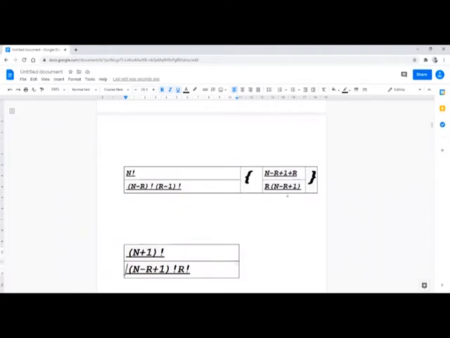And similarly, in the denominator, n minus r plus 1 is multiplied with n minus r factorial to give us n minus r plus 1 factorial. Similarly, r is multiplied with r minus 1 factorial to give us r factorial.